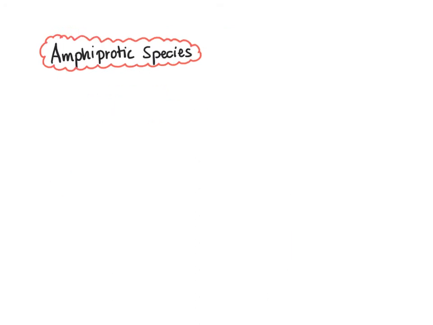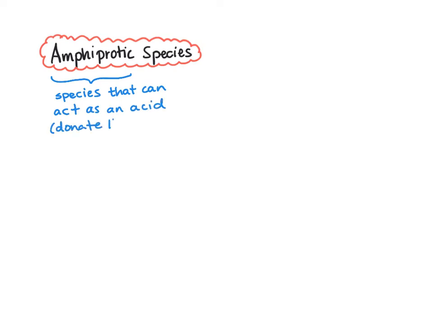We can also have something called an amphiprotic species. The prefix amphi means both. So an amphiprotic species is a species that can act as either an acid or a base. It can donate a proton, or it can accept a proton.